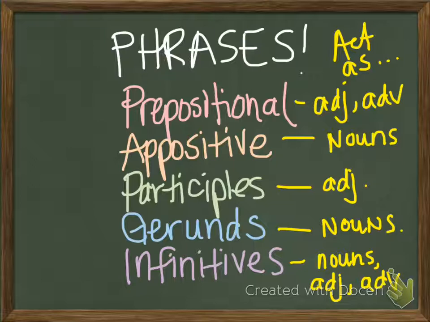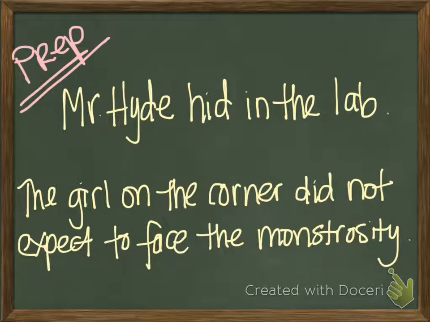The thing about phrases is that they act as a single part of speech, so a group of words that is acting as another part of speech. So for the prepositional phrases, they'll act as adjectives or adverbs. Appositives act as nouns, participles act as adjectives, gerunds act as nouns, and infinitives could act as nouns, adjectives, or adverbs. First, we'll talk about prep phrases.